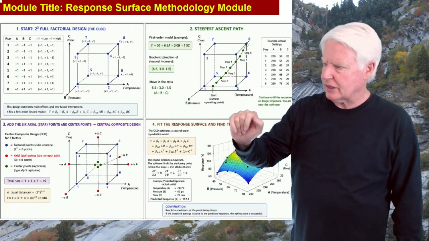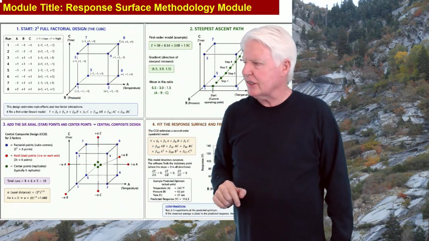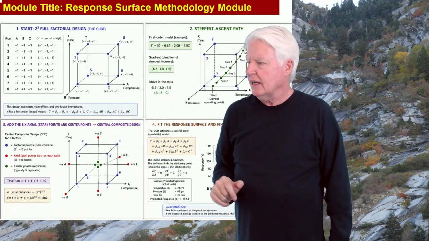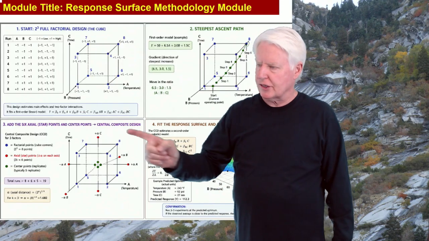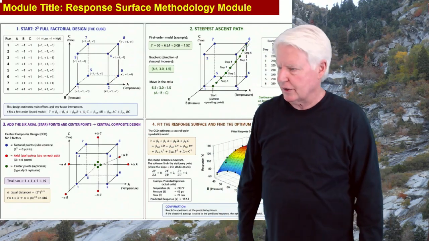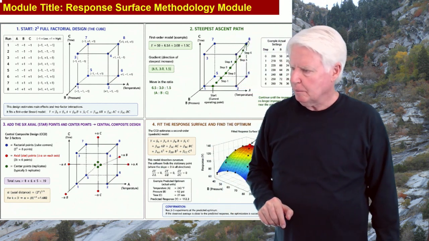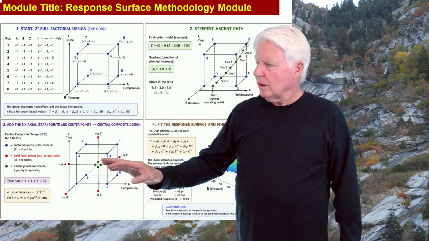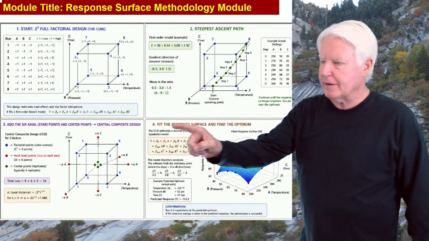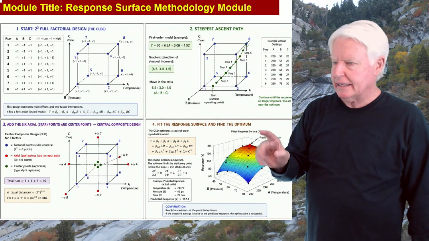So in summary, that's step 2. Step 3, add 6 axial star points and center points, which is the central composite design, of course. Notice we have replicates on that center point. That's very common. And once you finish that, then fit the response surface and find the optimum.